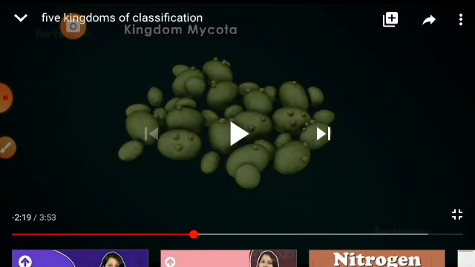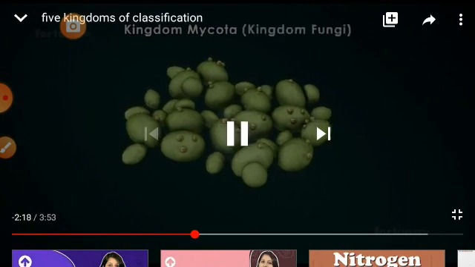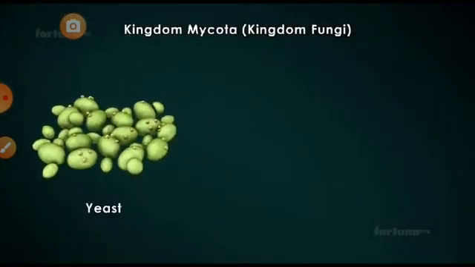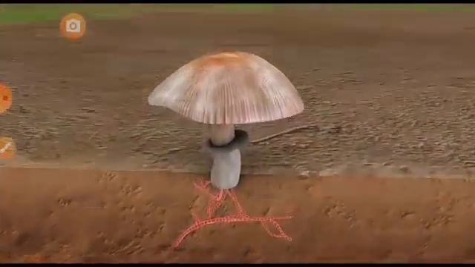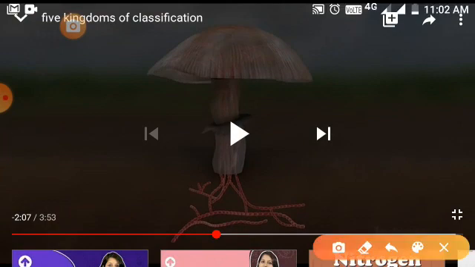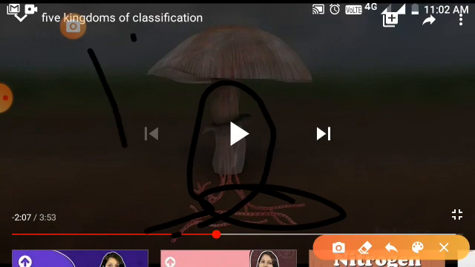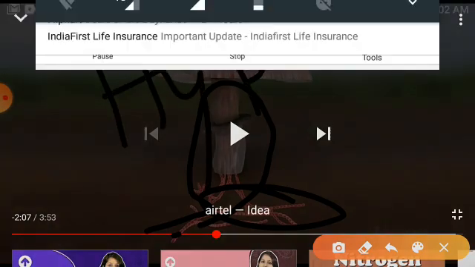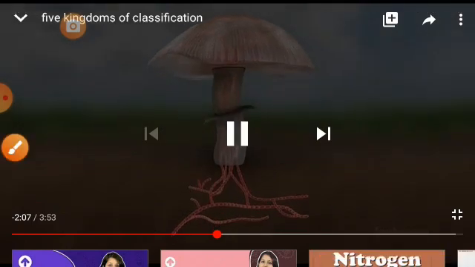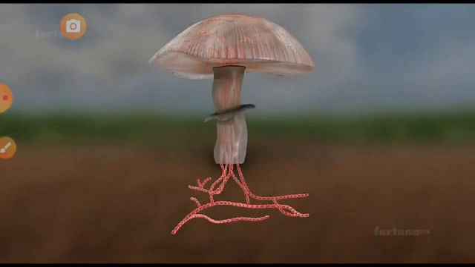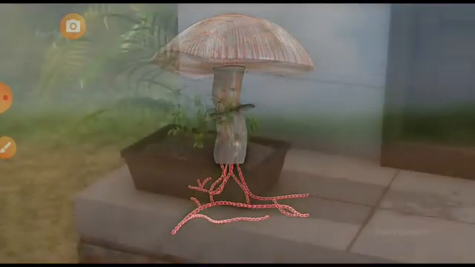And the next categorization is kingdom fungi, where we have yeast, mushroom, and the moles on the bread you can see. So this is something very important. I want you just have a look at this structure. अगर इसको ध्यान से देखोगे, I'm just going to forward. Can you see red line like structure, red structure? What is this actually? This is called as hyphae. This is a special feature of a fungi. This hyphae is a special characteristics of this third kingdom.